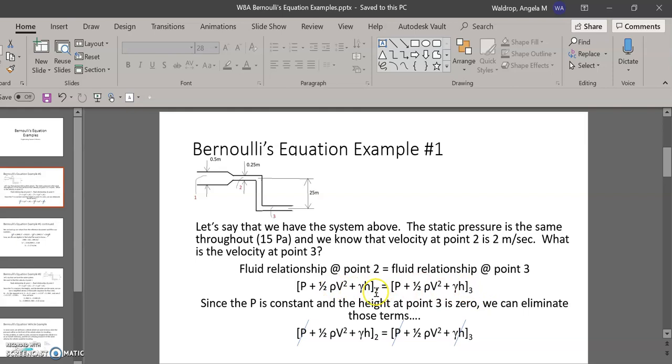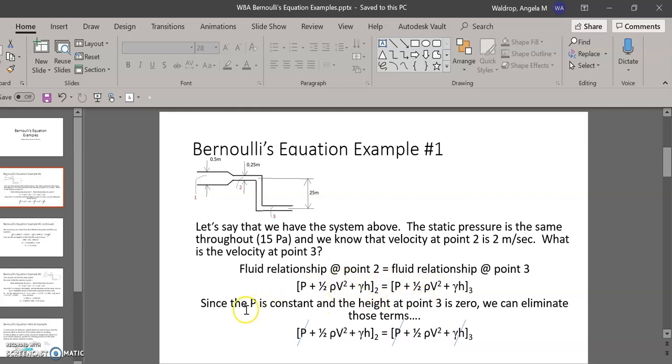I want you to take special notice, because this is the way you're going to set up all of your problems with Bernoulli's equation. You're going to set up Bernoulli's equation at one point on one side, and Bernoulli's equation at another point on the other side. So this is not necessarily the same P. These are the different values that apply at the different points.